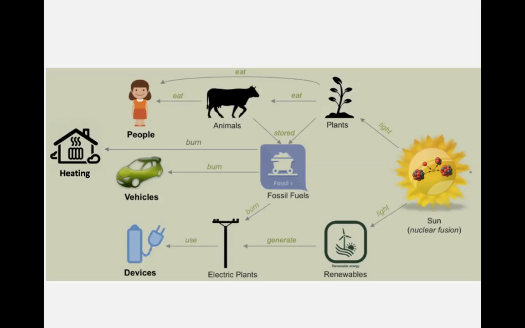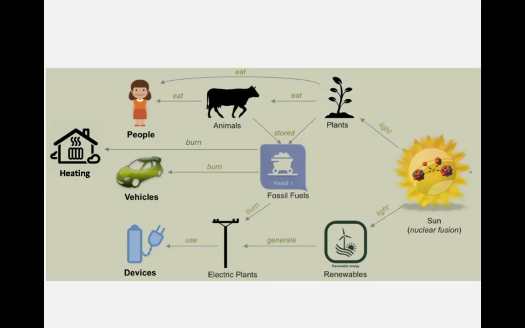And then, of course, you probably thought about people. We need energy too, right? We're running around and playing or riding our bike or doing some sports or even just sitting and reading or listening to me right now. All of that takes energy. And so we get that energy from the food that we eat, like plants and animals. And all of that originally comes from the sun.